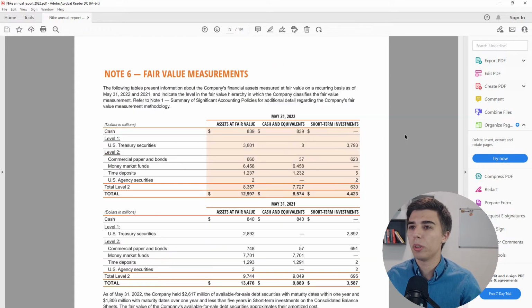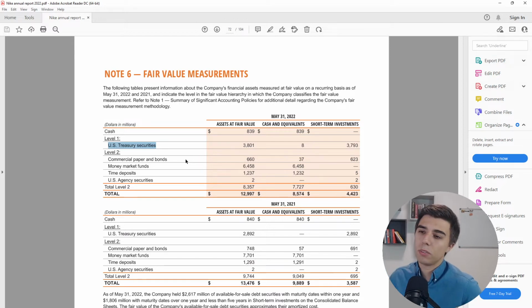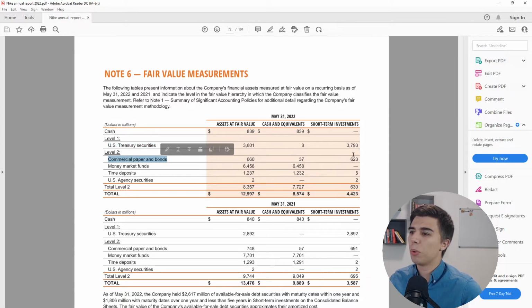So I'll scroll a little bit below. Here's fair value measurement, and one of the columns is short-term investments, 4.4 billion, and we can see that they have a significant amount in US Treasury securities. So those are, again, less risky securities and are fairly easy and quickly convertible to cash. Same goes for the commercial papers and bonds. So both of these are, I'd say, a temporary place where they place all the excess cash that they don't intend to put in use.